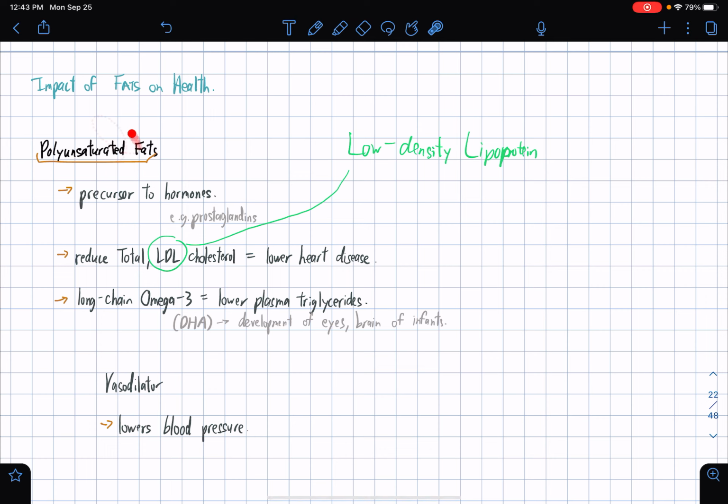So polyunsaturated fats, we know that this is healthy. It reduces the bad cholesterol, which in turn lowers our heart disease. And it's basically a long chain of omega-3, which lowers plasma triglycerides. And yeah, particularly DHA focuses on the development of the eyes and the brain of infant children. So vasodilator lowers blood pressure.